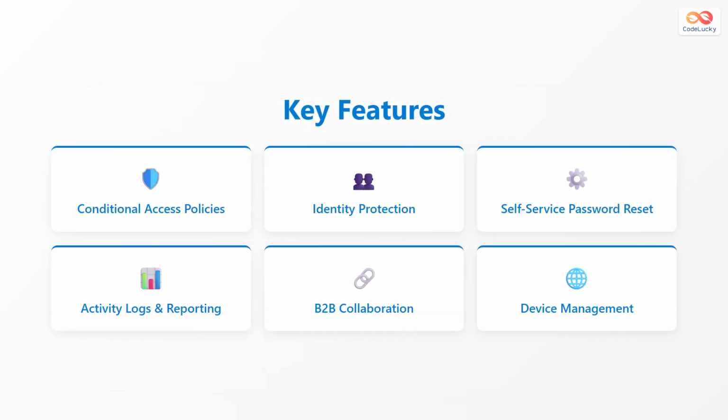Azure Active Directory offers 6 key features that enhance security and productivity. Conditional access policies allow you to set rules about who can access what, when, and from where. Identity protection uses machine learning to detect and respond to suspicious activities and potential security threats. Self-service password reset empowers users to reset their own passwords without contacting the help desk, saving time for everyone. Activity logs and reporting provide detailed insights into user activities and security events for compliance and monitoring.